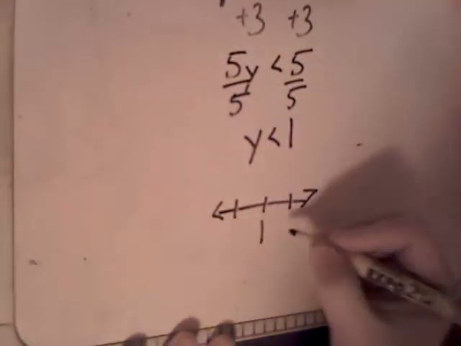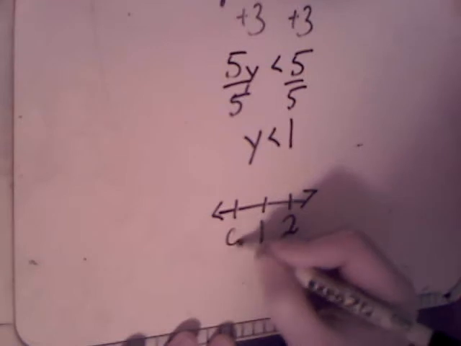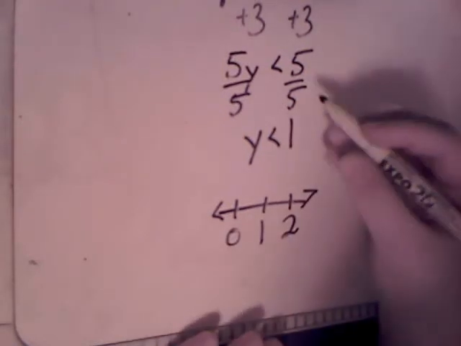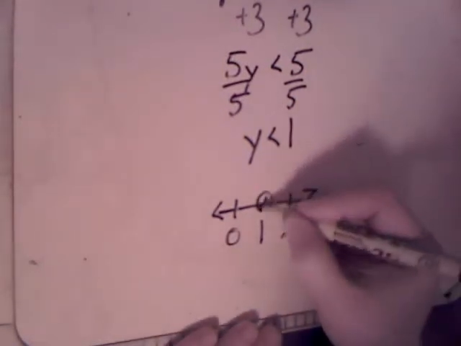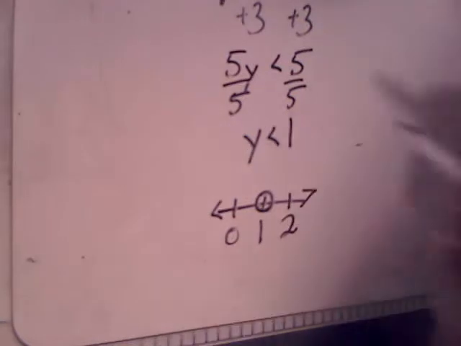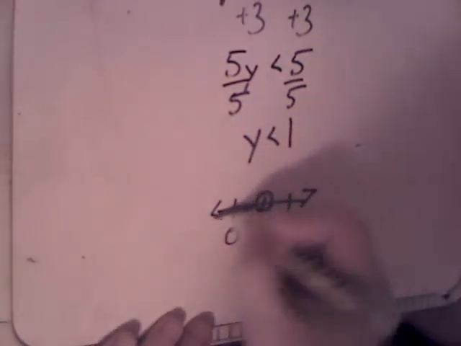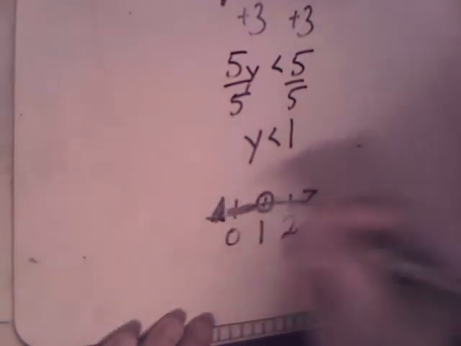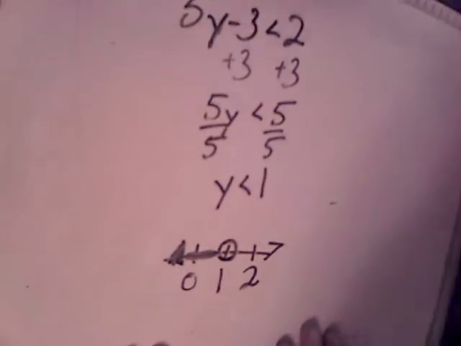1 is my focus number. I'm going to put one number more and one number less. So I'm going to circle my focus number, and because the variable is on the left, I can follow the direction of the variable and shade in everything on that side. So it's anything under 1, but not 1.